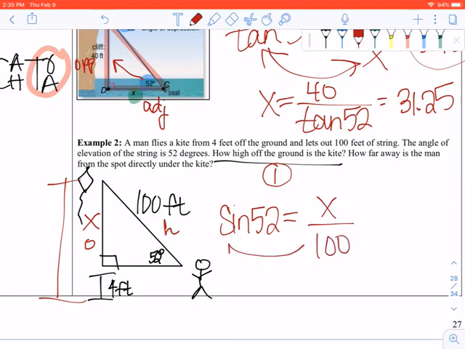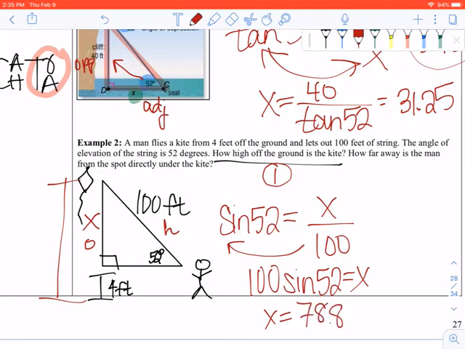Okay, the number's in the bottom, it's going to go to the other side, and I'm going to be multiplying it. 100 sine 52 equals x. I get 78.8. And this is feet. Now, there is a second question here where it says, how far away is the man from the spot directly under the kite? So I'm going to do that in a part 2 here in blue.